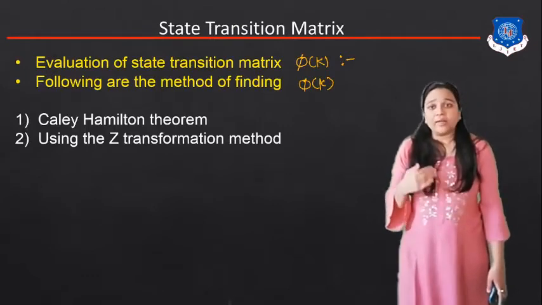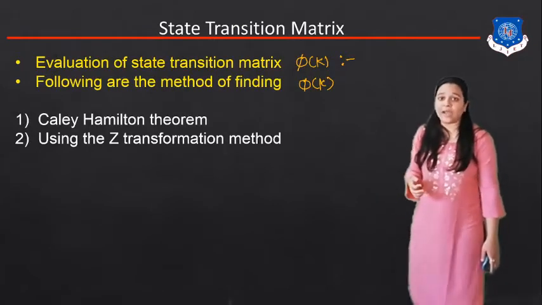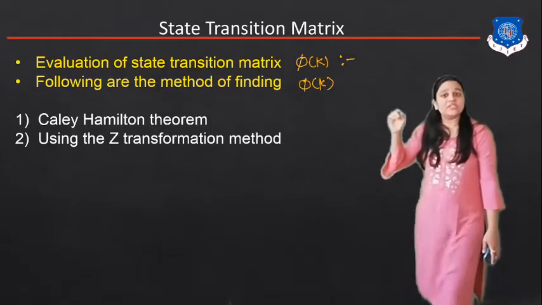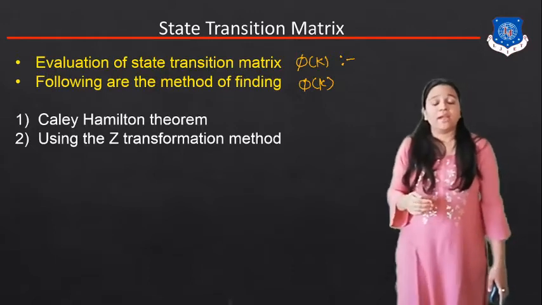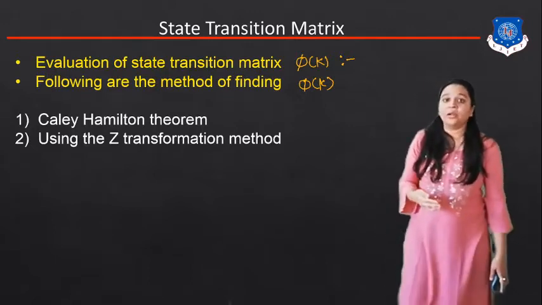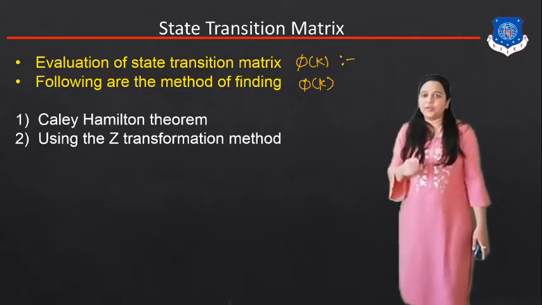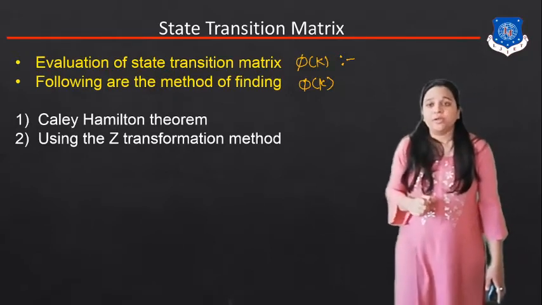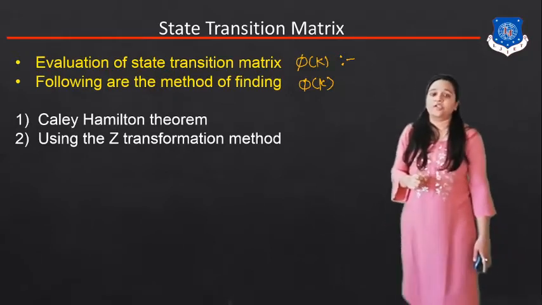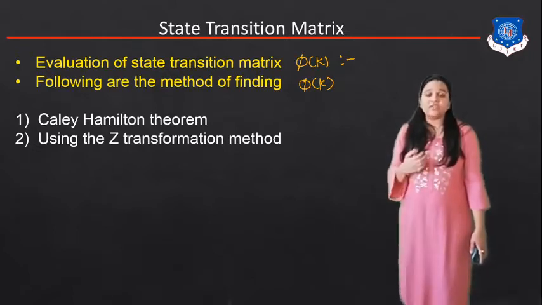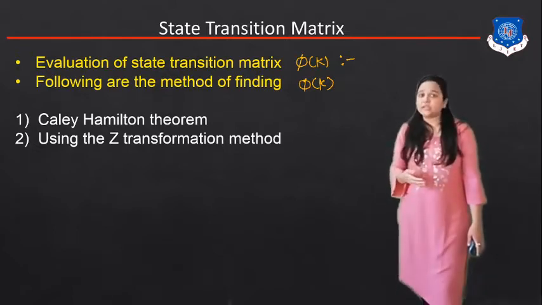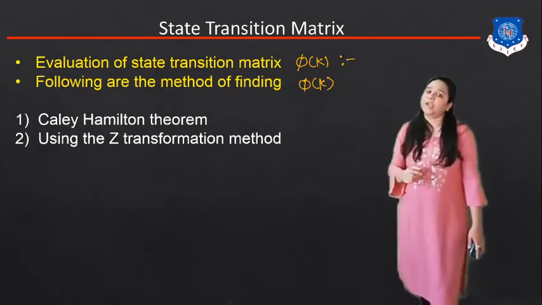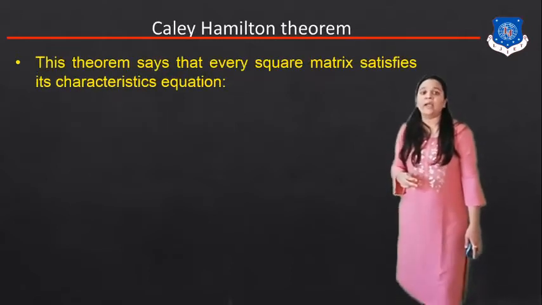Now, whenever we find the value of the state transition matrix, we have two methods. The evolution of the state transition matrix is known as phi of k. So we can always follow these two methods to find the value of phi of k. The first one is the Cayley-Hamilton theorem, and the second one is the Z transformation method. We will study the state transition matrix phi of k using these two methods one by one. So first of all, what is the Cayley-Hamilton theorem?